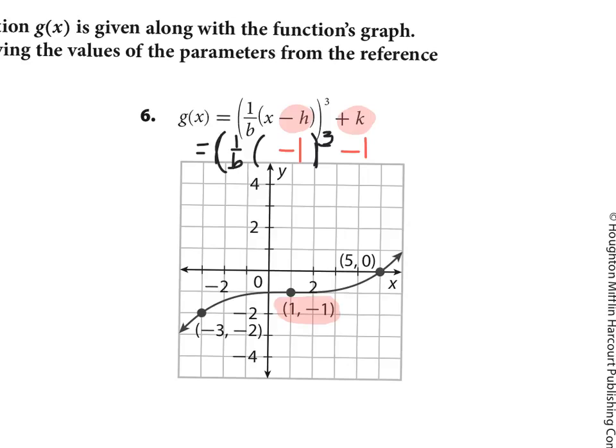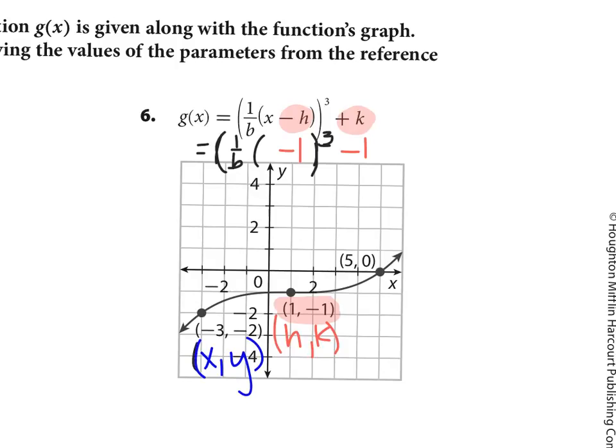That's a good question. The 1 over b. Do I know 1 over b? Do I know an x and a y? Yeah. How many x's and y's do I have? I actually only have 2. Why do I only have 2? Why don't I have 3? I already have h and k as this point, the 1, negative 1. So now I have 2 ordered pairs that represent x and y.